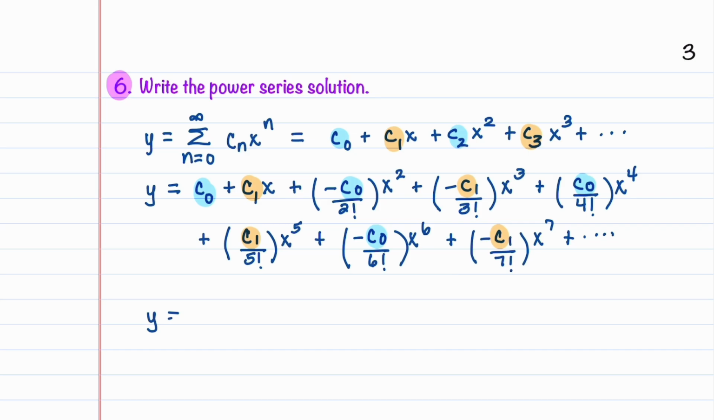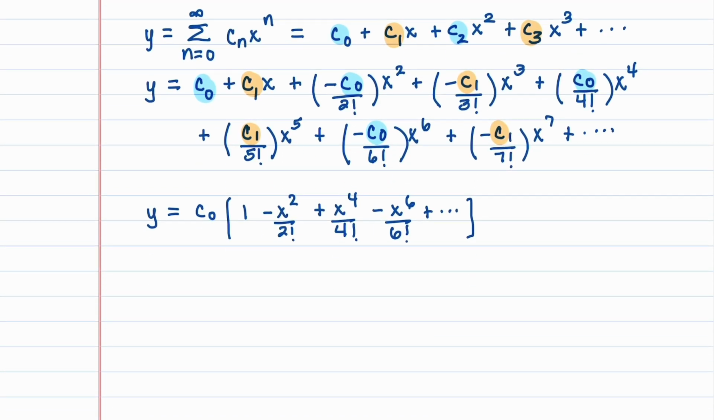This gives us y is equal to C0, and we have 1 minus x squared over 2 factorial plus x to the 4th over 4 factorial minus x to the 6th over 6 factorial. And that's going to continue. And then our C1, and those terms are going to be x minus x cubed over 3 factorial plus x to the 5th over 5 factorial minus x to the 7th over 7 factorial, and all the other terms.